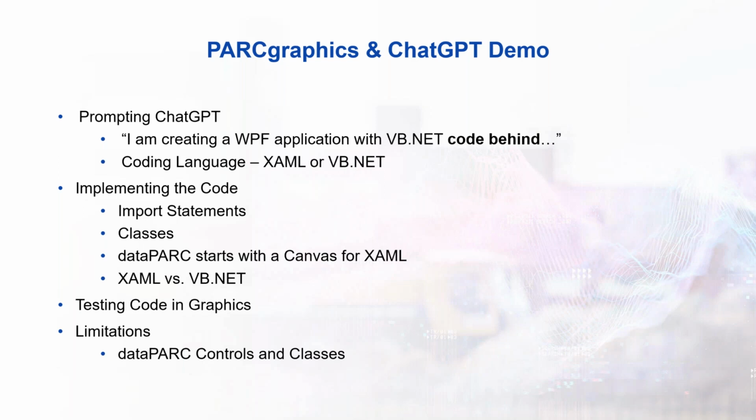The limitations are ChatGPT is not aware of DataPark's controls and classes. So you can't ask it things about PV text block. You can't ask it things about our specific controls. So you can use other controls as examples. For example, if I want to move a PV text block around, don't tell ChatGPT you're moving a PV text block. Just tell ChatGPT you're moving a text block. The code will almost always be useful and applicable that way.